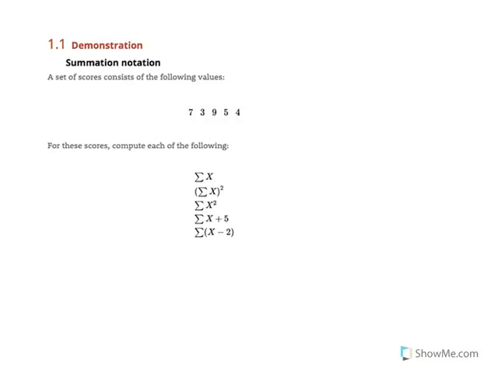Demonstration 1.1, Summation Notation. A set of scores consists of the following values: 7, 3, 9, 5, and 4. For these scores, we're going to compute each of the following. Before we do so, let's review the order of operations.